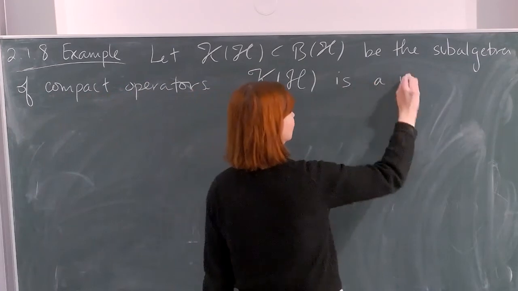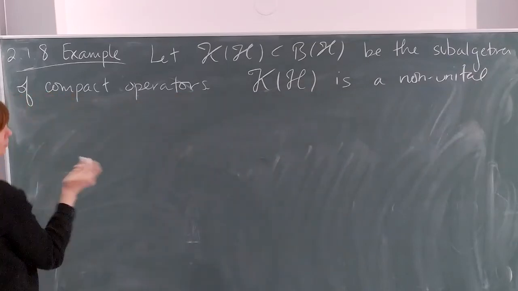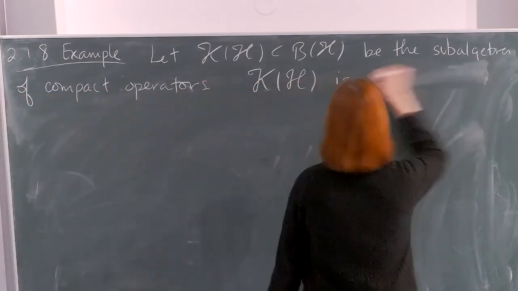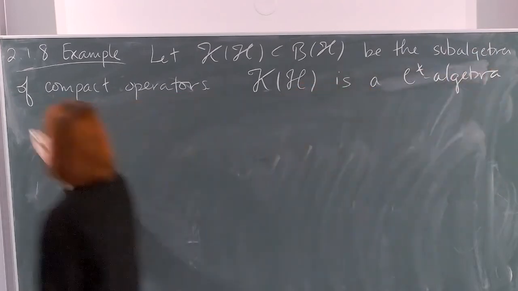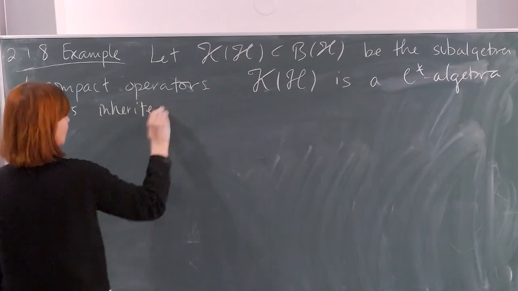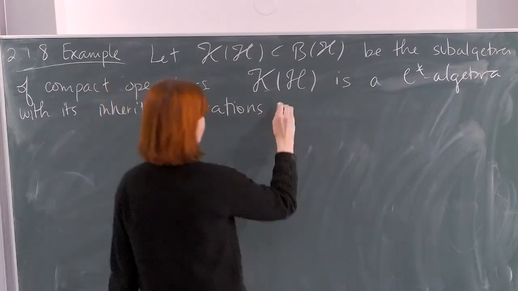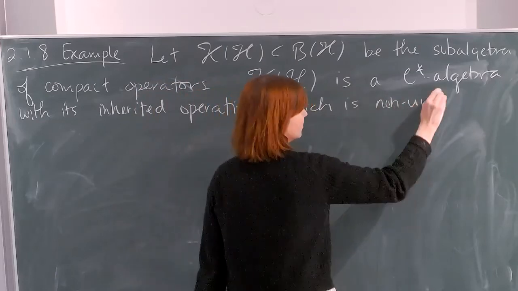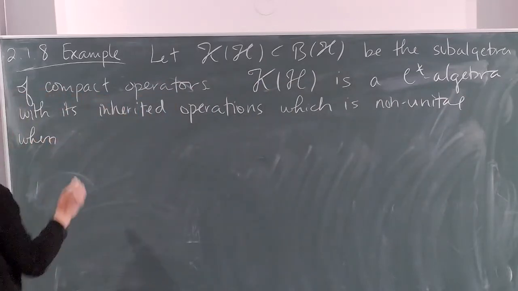And this is going to be non-unital. Well, only if H is infinite, I guess, but okay. Non-unital whenever H is infinite dimensional. So it's a nice example of a non-unital C-star algebra.